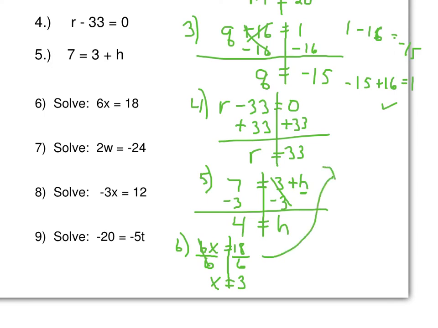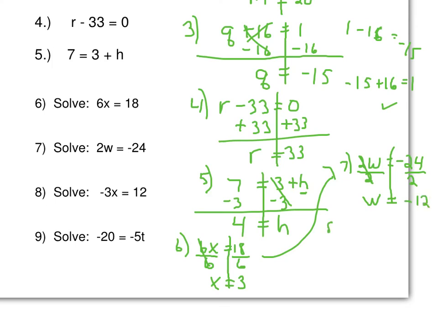Number 7, I have 2w equals negative 24. I know that my answer is going to involve 12. So again, I draw my line separating the sides. I divide both sides by the 2 that's with the w. 2 divided by 2 is 1, so that goes away. I get w equals, and then a negative 24 divided by a positive 2 would give me a negative 12.